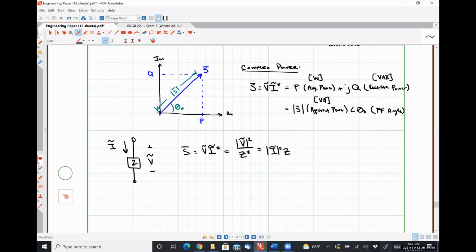So if you want the magnitude of a complex number, it doesn't matter if it's in the frequency domain or the RMS frequency domain, it's the part that isn't the angle. That's it.